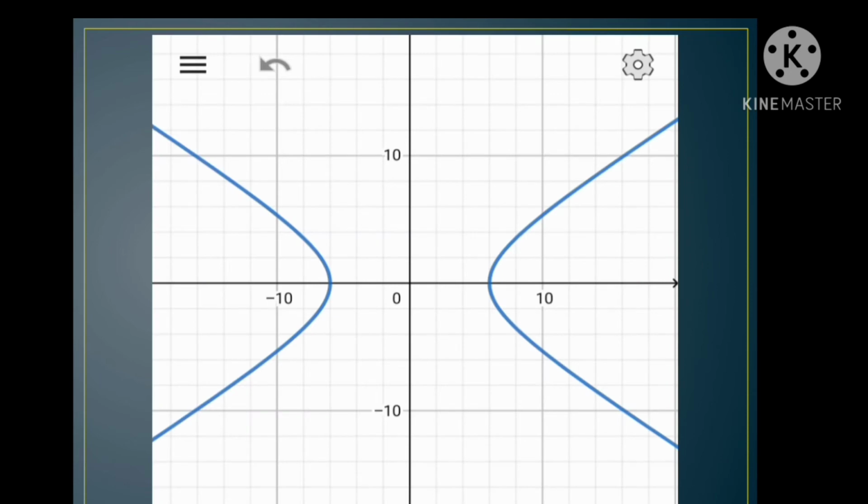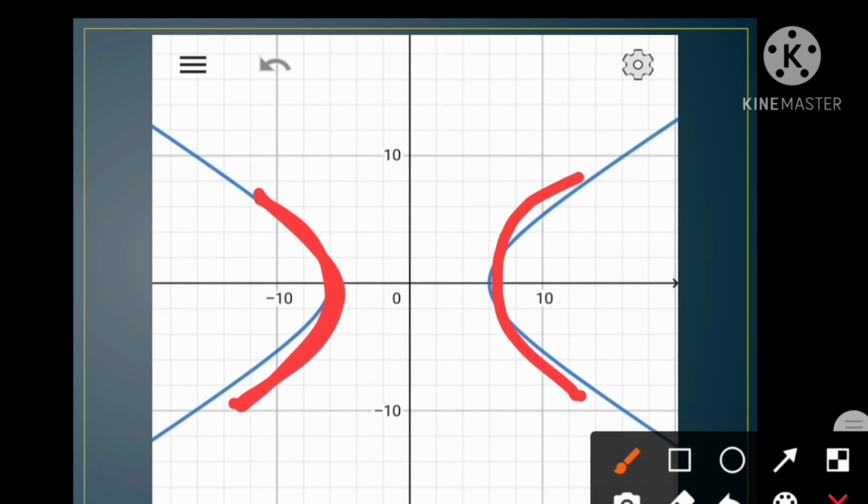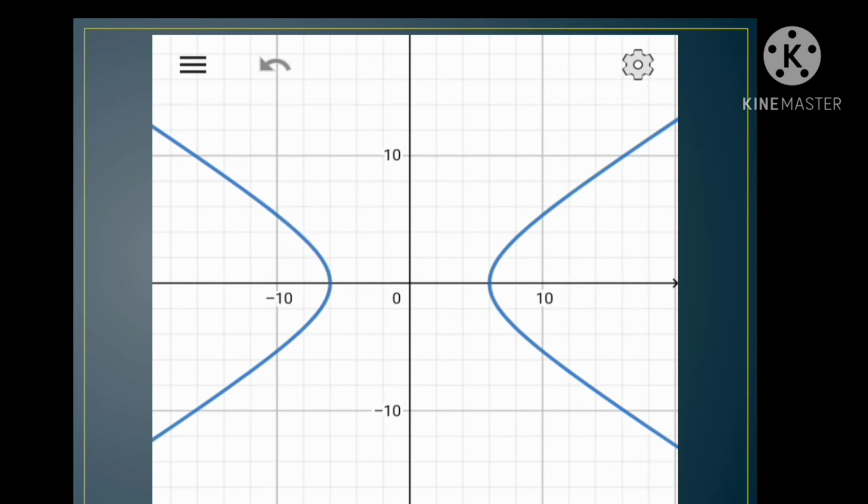So let's move on to the graph. In the graph, there are the two branches of the hyperbola, which are here and here. So here is the negative side, and here is the positive side.